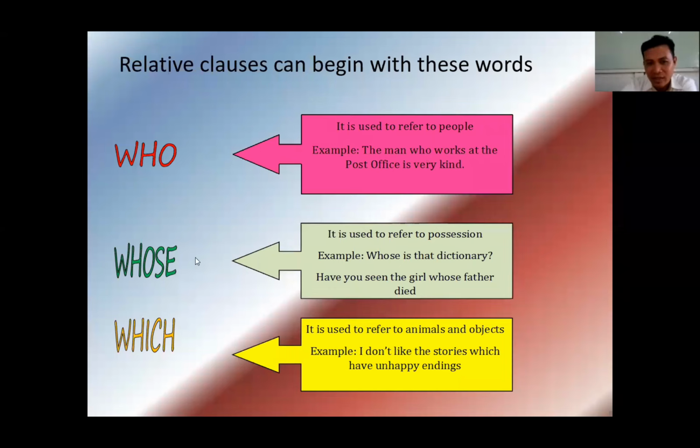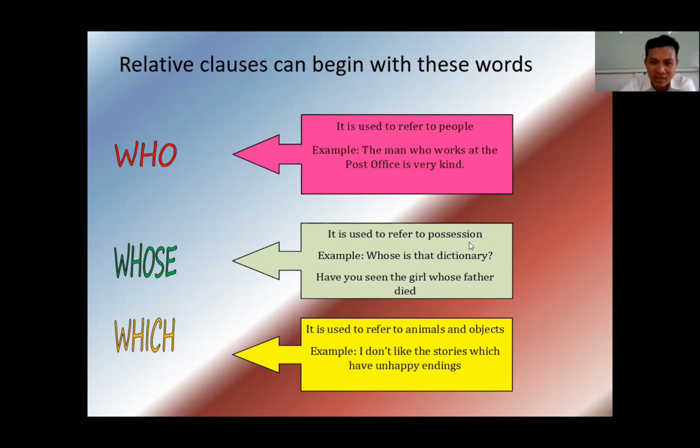Okay, and then whose. It is used to refer to possession. You know possession, possessive. Possession, do you know possession? Kepemilikan.